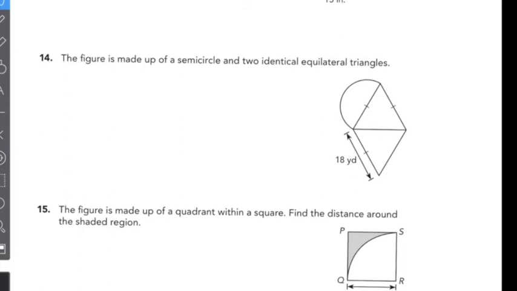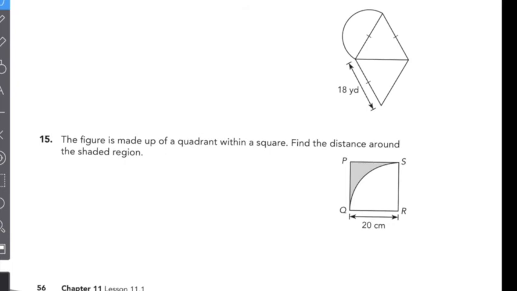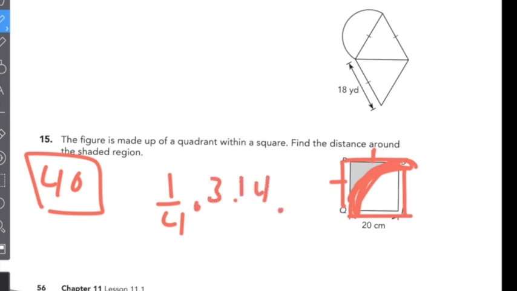All right. I'll tell you what, let's look at number 15, because 15 is a little bit tricky. So 15, we have to find the shaded region. So the shaded region includes an arc here, this side plus this side. So this is a square, so I already know this side and this side is going to be 20 plus 20 is 40. So I'll keep that on the side right now. So I have 40. So now I have right here, this is a quadrant. So I only need this arc. So it's 1/4, because this is a quadrant, times 3.14, which is pi, times 20 is a radius.